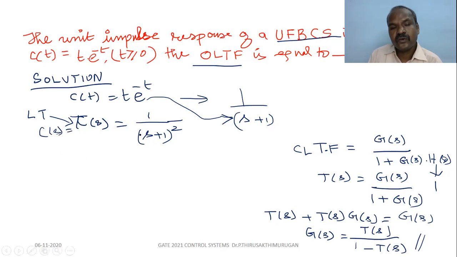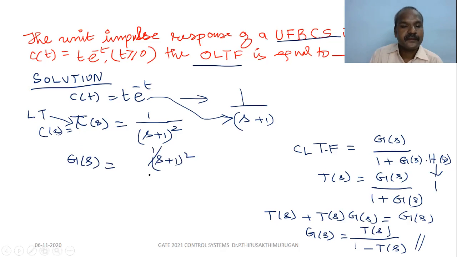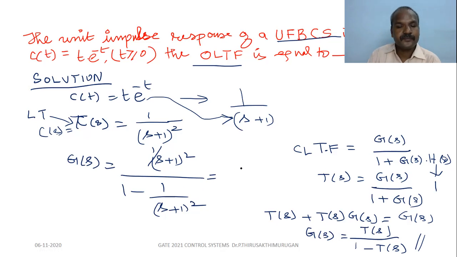C of s equal to 1 by s plus 1 the whole square. So what is G of s? Instead of T of s, substitute 1 by s plus 1 the whole square. So G of s equals 1 by s plus 1 the whole square divided by 1 minus 1 by s plus 1 the whole square, right? You take the LCM for this.